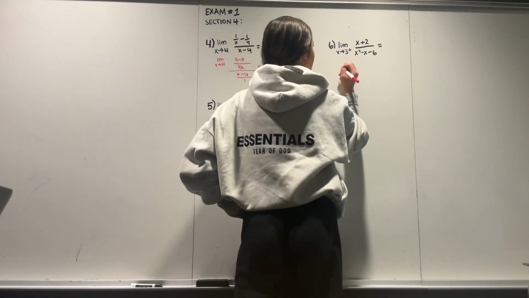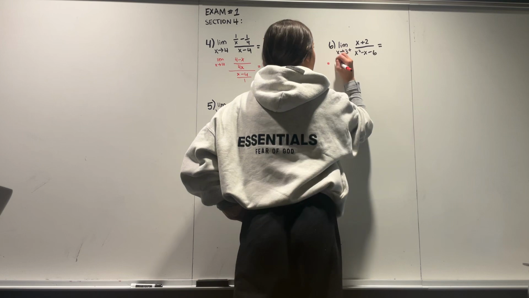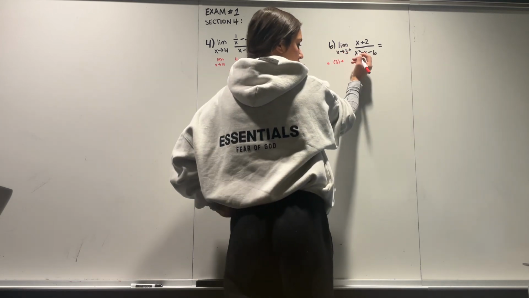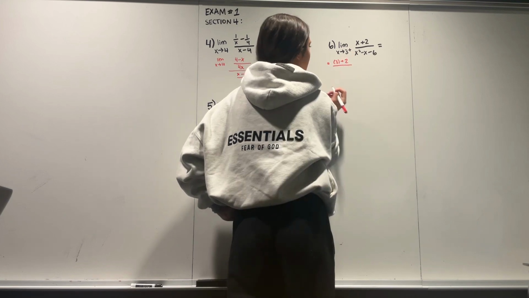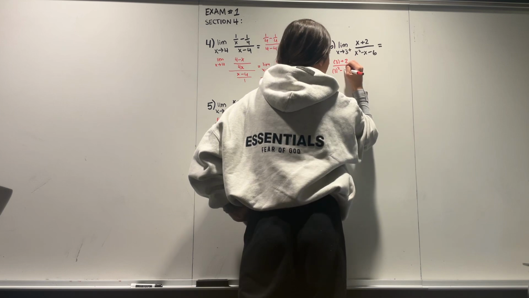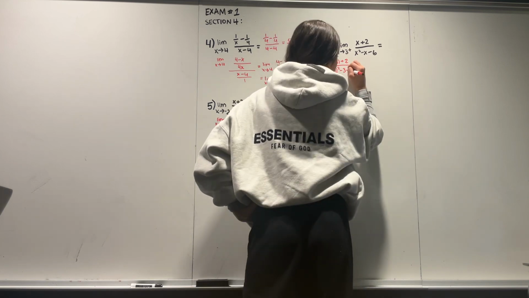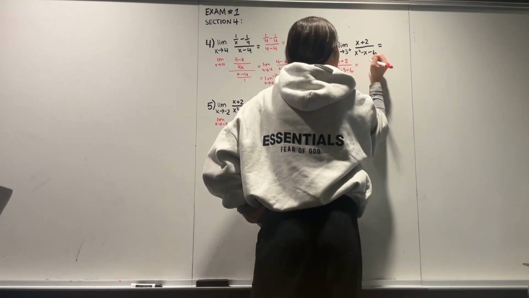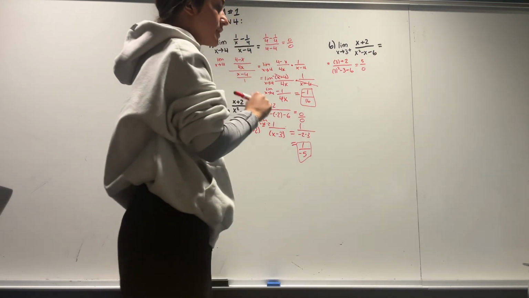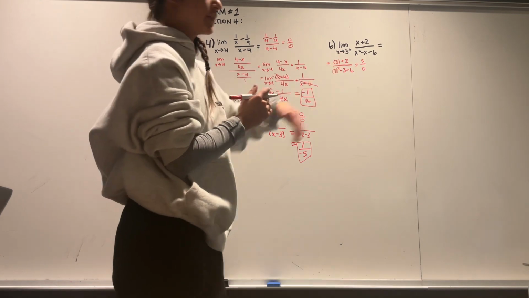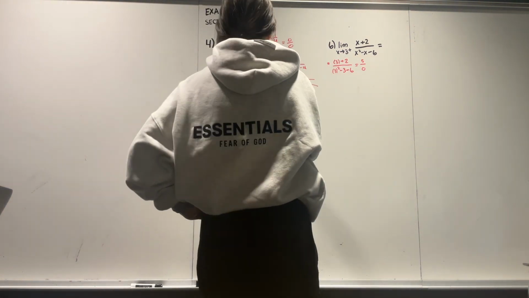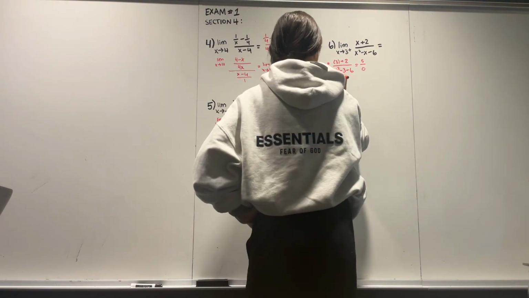We're going to put 3 in for x, so we'll put 3 plus 2, and then it'll be 3 squared, which is 9, and then minus 3, which is 6, and then minus 6, so 6 minus 6. It's going to be 5 over 0. So this is still not an answer. If it's over 0, it's not a number yet. So for this one, we can do the same factoring as we did before.